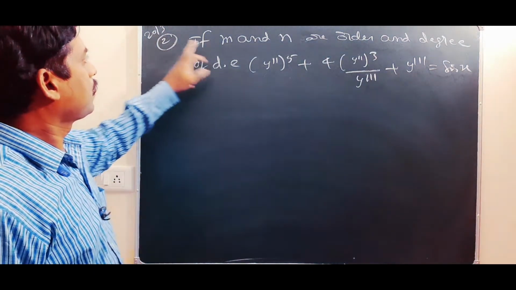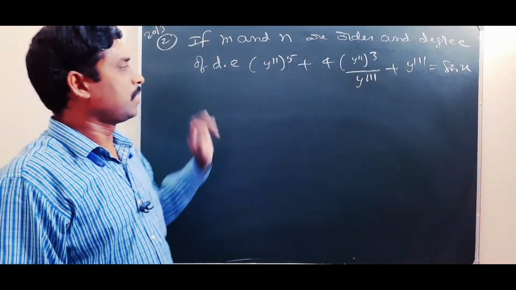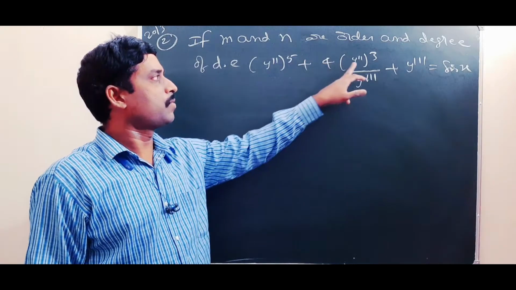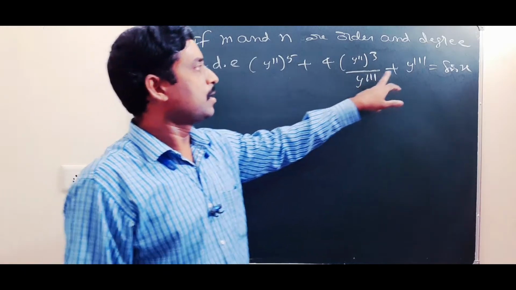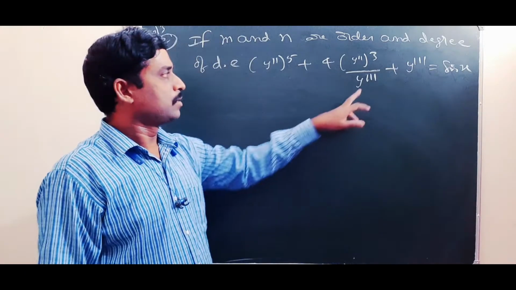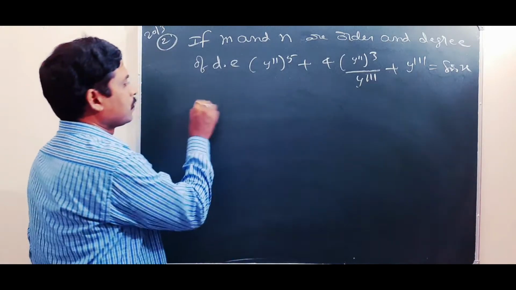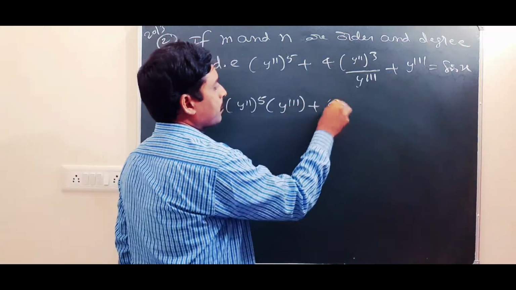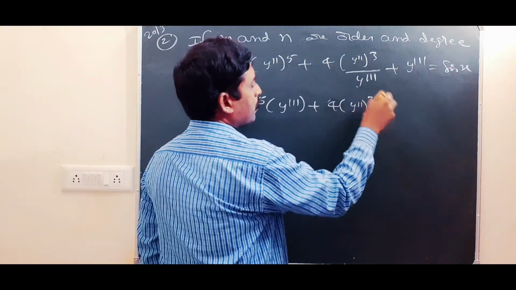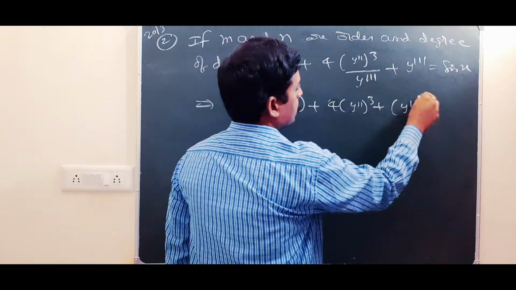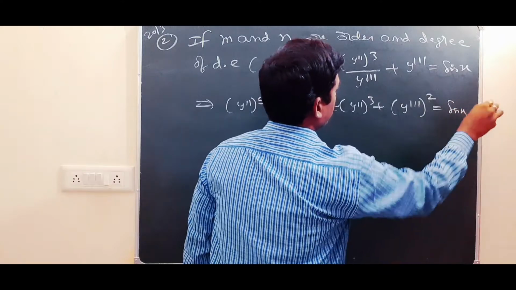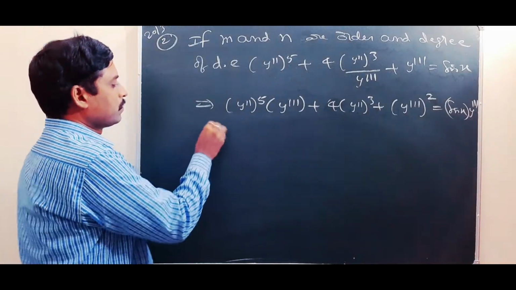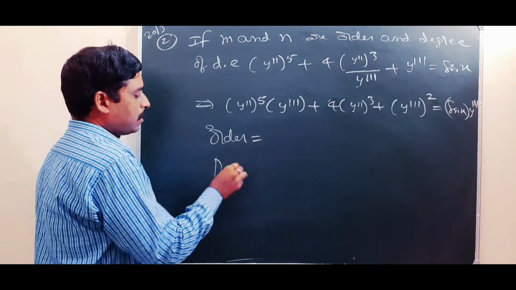This is from 2013. If m and n are the order and degree of the differential equation y double dash power 5 plus 4 times y double dash whole cube by y triple dash plus y triple dash is equal to sin x. So let us take the LCM y triple dash. So y double dash power 5 y triple dash plus 4 times y double dash whole cube equals sin x into y triple dash, doing the cross product. Now we have to find the order as well as the degree.